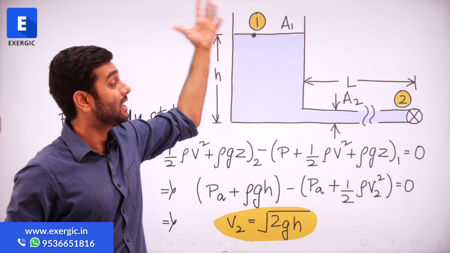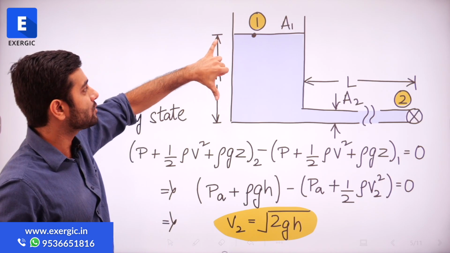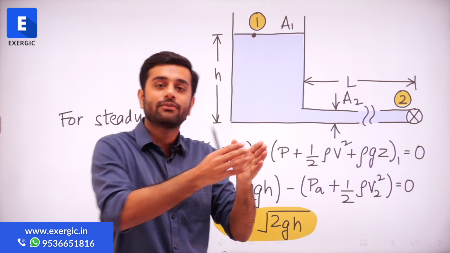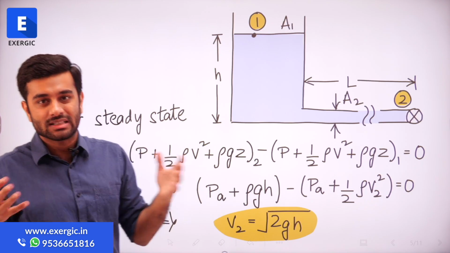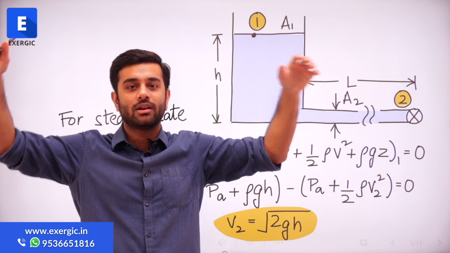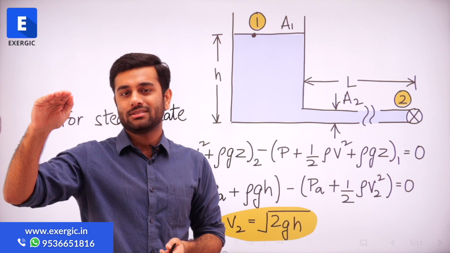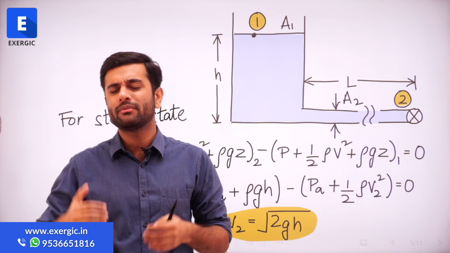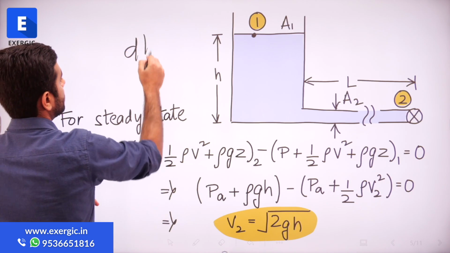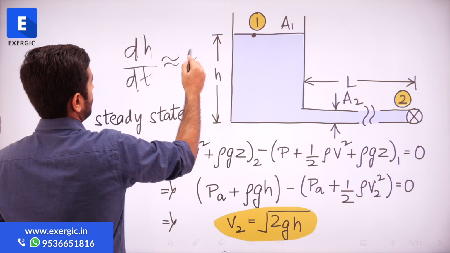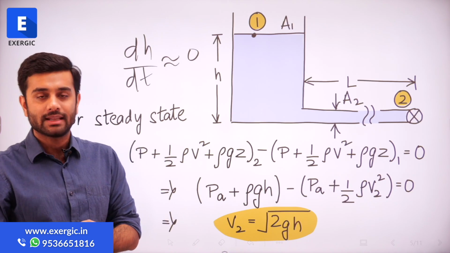Because this area A1 is very large as compared to A2, as I told you, it will be given in the question, the change of height will be very small. You have to wait a very long time to notice some change in its height. Consider it's a very big lake, a very big reservoir, and you have attached a small pipe. Whatever water is going out, you won't be able to see the change in the water level. It will be very slow. You can assume it to be constant. The change of height with respect to time will be very close to zero, maybe 0.001, 0.002, 0.003 meter per second, a very small value.